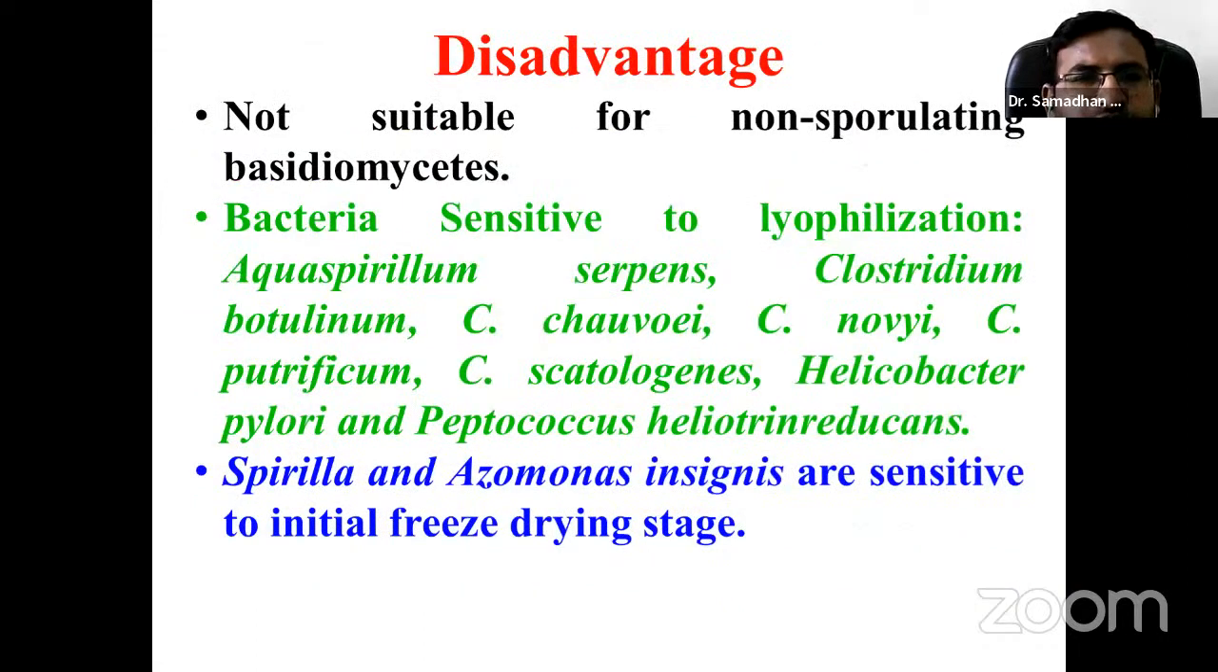Disadvantages. This is not suitable for non-sporulating Basidiomycetes. Bacteria are sensitive to lyophilization. Examples involve Aquaspirillum serpens, Clostridium group, that is Clostridium botulinum, Clostridium novyi, then Clostridium putrefaciens, Clostridium scatologenes, and then Helicobacter pylori and Peptococcus reducens. Then Spirilla and Azomonas insignis are sensitive to the initial freeze drying stage.